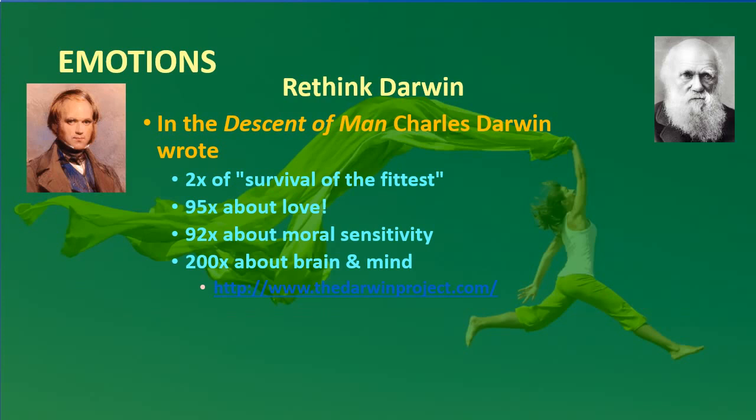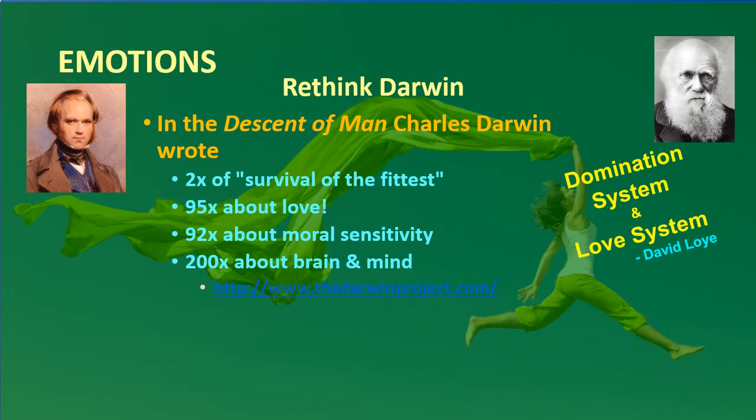Psychology, as we've said, primarily these days focuses on the negative emotions. But we really need to take a second look at Darwin and rethink it, because he only mentioned survival of the fittest twice in The Descent of Man. He talked 95 times about love, 92 times about moral sensitivity, and over 200 times about brain and mind. So it's not so much Darwin, it's how Darwin was presented to us about survival of the fittest and the evolutionary stature.